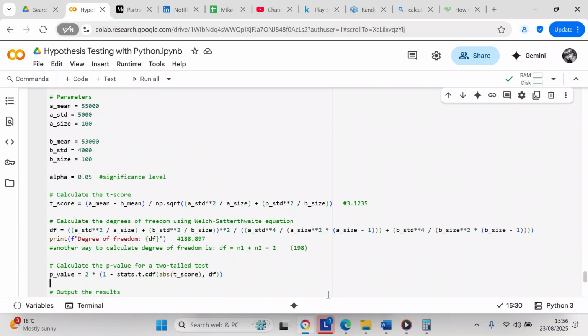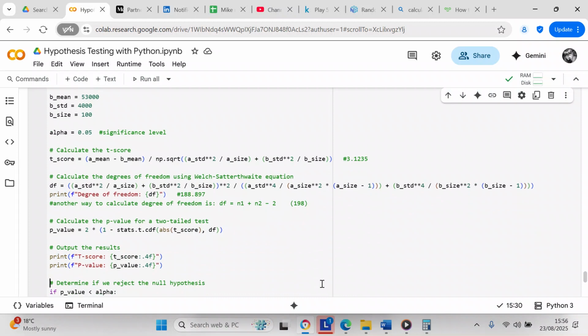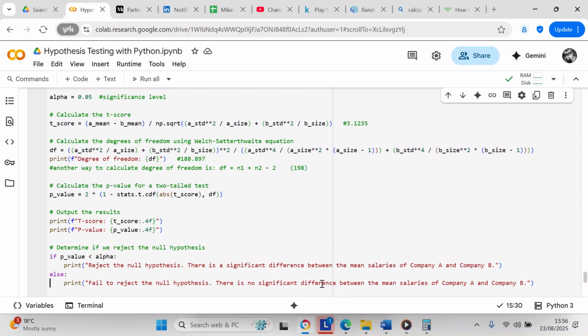And then we're also going to calculate the p-value for the two-tailed test. So p-value equals 2 times bracket 1 minus stats.t.cdf, brackets, absolute value of t-score, comma, degrees of freedom. The t means the t-distribution, and the CDF is the cumulative distribution function. For the output results, we're going to print the t-score and the p-value. And then we're going to analyze the p-value.